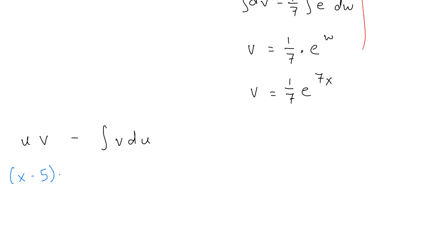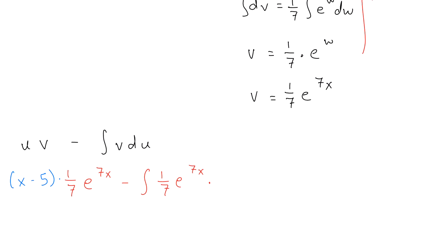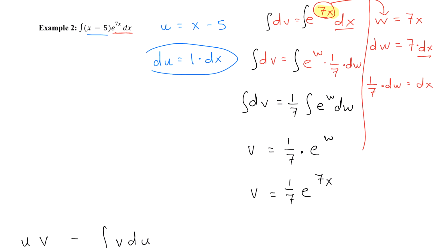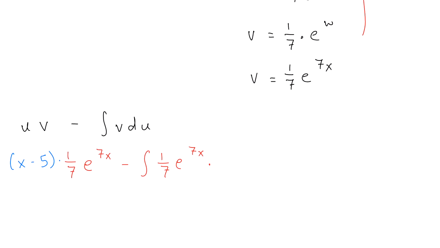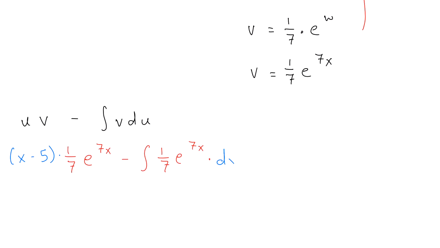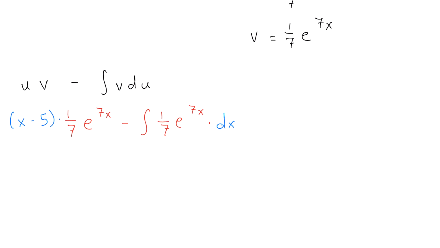So times, we'll do that part in red, 1 over 7 e to the 7x power minus the antiderivative of v times du. V is 1 over 7 e to the 7x power times du. What did we say du was? Well, du was 1 times dx, or if we want to simplify it, just dx. So, okay, here's where we're at.